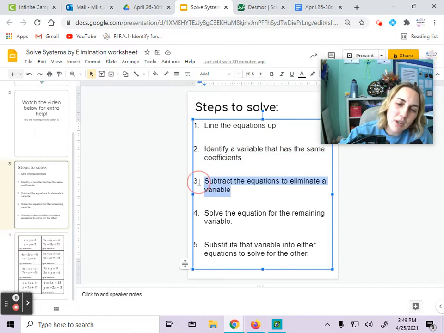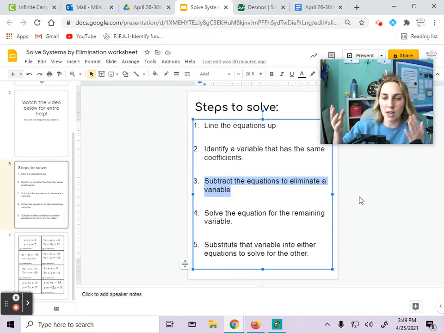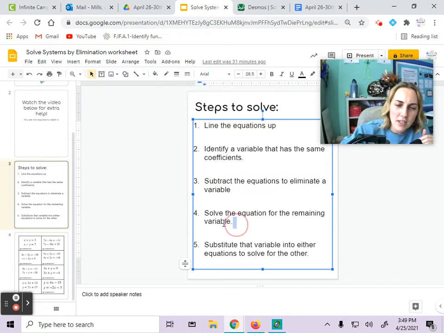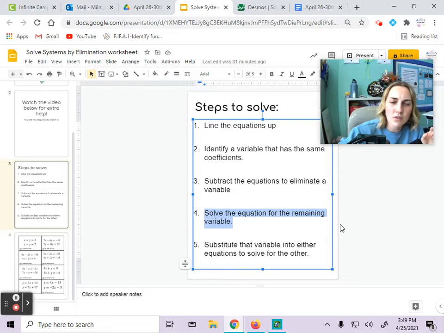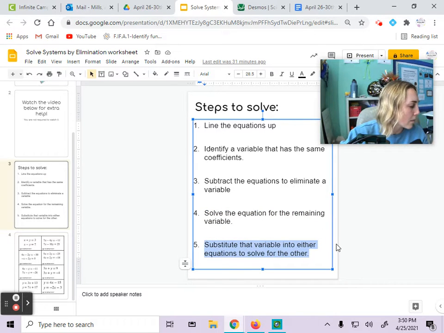After that, you're going to subtract the equations to eliminate a variable. I'm going to show you how I like to do it too so you don't mess up on subtracting the whole thing down. Then you're going to solve the equation for the remaining variable. And the last step is to substitute. Once you've solved for that variable, substitute it into one of the equations to solve for the other. And you should be good to go.